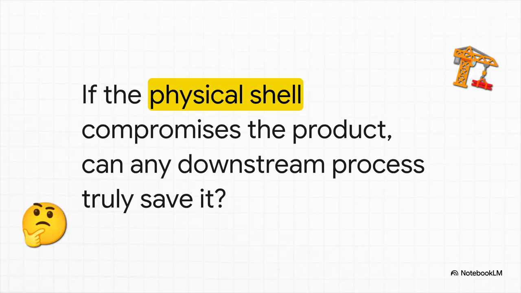I want to leave you with this final critical thought. If your facility's physical shell compromises the product, can any downstream process truly save it? Really think about that. The immense responsibility of maintaining a compliant manufacturing environment rests entirely on Subpart C. Get the building right, or absolutely everything else is built on a compromised foundation.